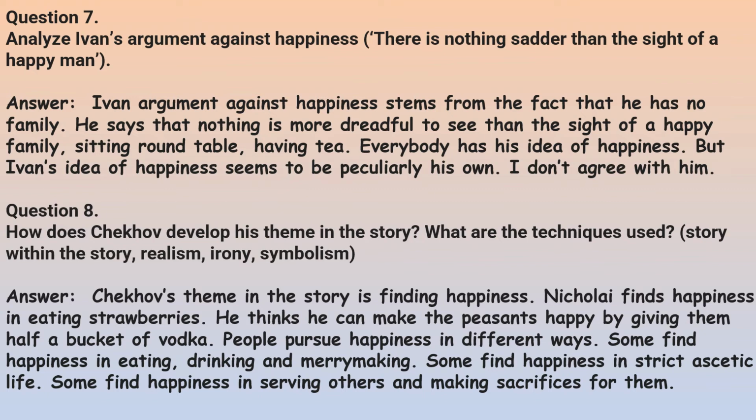People follow happiness in different ways. Some find happiness in eating, drinking, and merrymaking. Some find happiness in a strict ascetic life. Ascetic means just like a Brahmin or a sannyasi. Some find happiness in serving others, helping others, and making sacrifices for them. That is all.